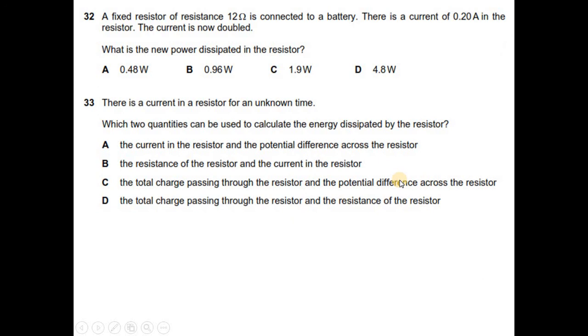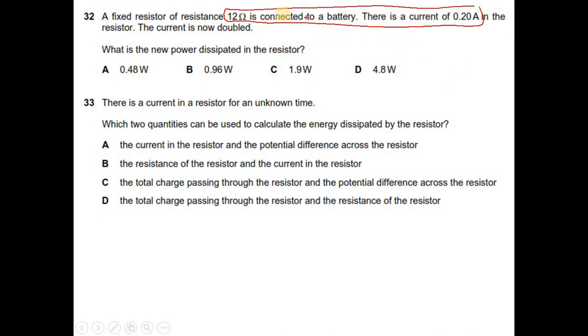A fixed resistor of resistance 12 ohm is connected to a battery. There is a current of 0.2 ampere in the resistor. The current is now double. What is the new power dissipation? So first we figure out the original power for that given current.